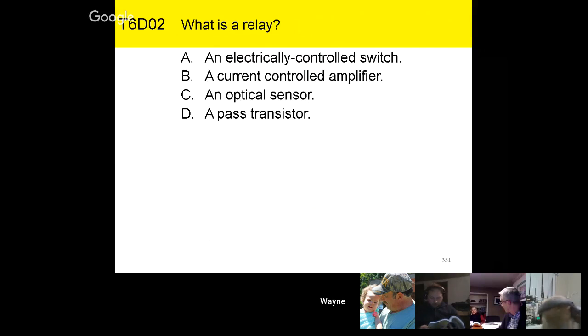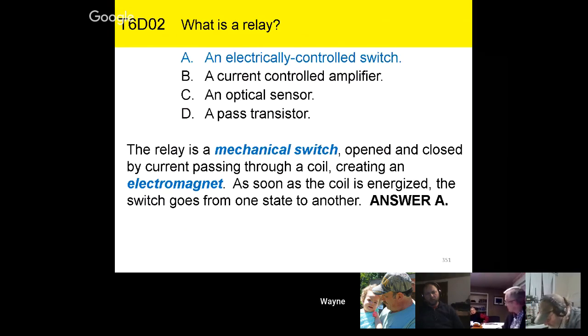So what is a relay? Well, a relay is kind of like a switch, but it's controlled by something else. So it is an electrically controlled switch. Your answer is A on that. It opens and closes by current passing through a coil, and it creates an electromagnet. As soon as the coil is energized, the switch goes from one state to another.